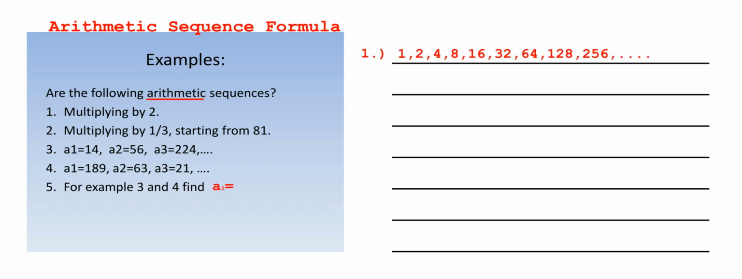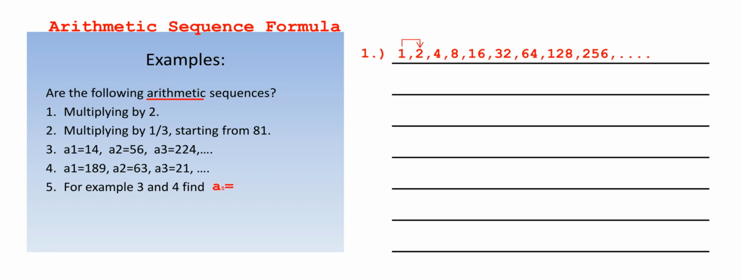So our first example, we have multiplying by 2. If we start with 1, 1 times 2 is 2, 2 times 2 is 4, 4 times 2 is 8, 8 times 2 is 16, 16 times 2 is 32, 32 times 2 is 64, etc. Agreed?